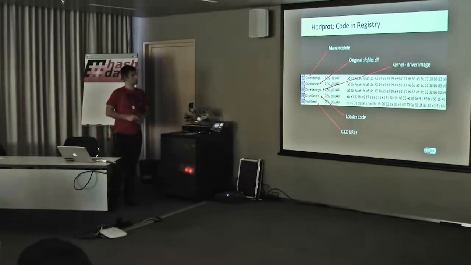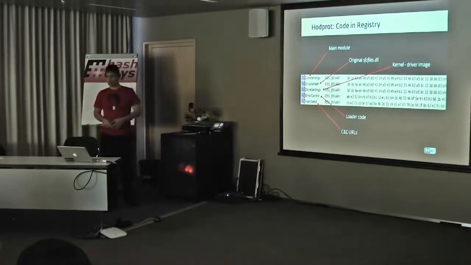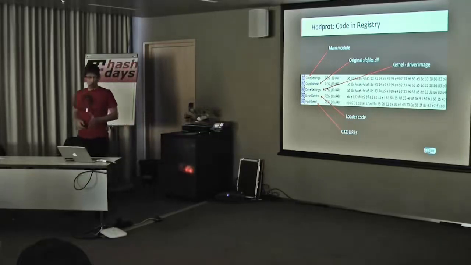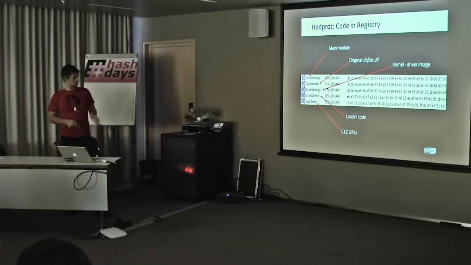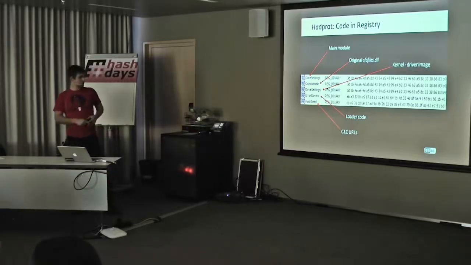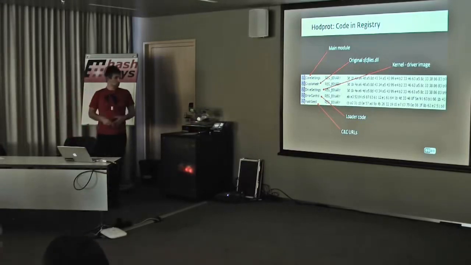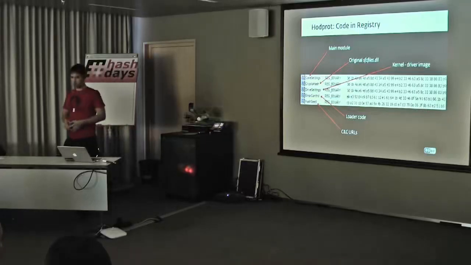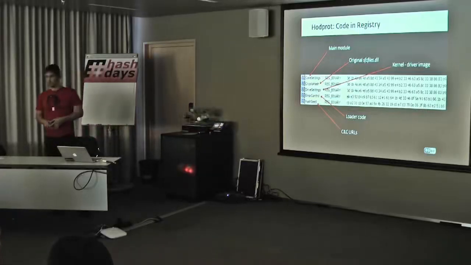Core settings is used to store the main module, the main bot module of the Trojan. In this key, the original sfc_os.dll is stored. This one is the binary, the kernel driver image. Over here is some loader code, which is used to load the main module. And then in the last one, hash seed, is where the malware stores its encrypted CNC URLs.